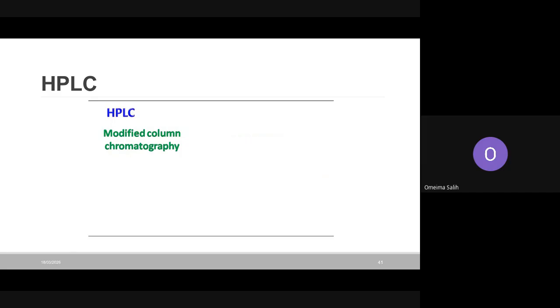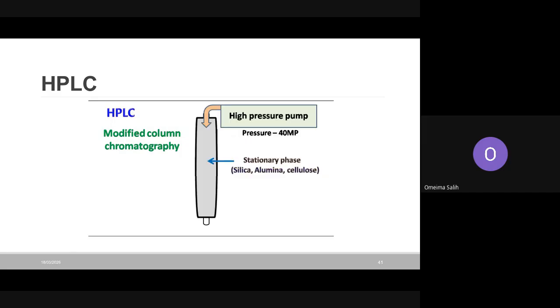But in HPLC, a high-pressure pump is attached with the column. The high-pressure pump can generate a high pressure up to 40 megapascals. The column is filled with an absorbent material which has a very small particle size. The small particle size gives a very large surface area for the sample molecules to interact. As a result, the efficiency of separation increases, giving high resolution.